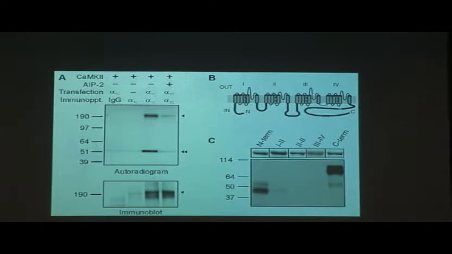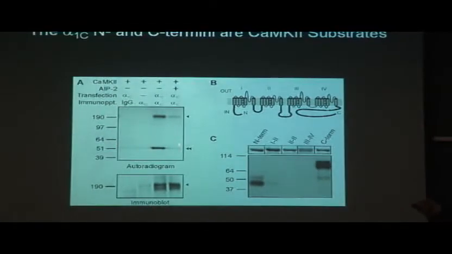Now, what was interesting is we noted that in these pull-downs, even though we washed the immunoprecipitated channel quite extensively, there was a band migrating around 50 kilodaltons that was also phosphorylated. And this corresponded to an autophosphorylated CaM kinase II. So it suggested that CaM kinase II, after phosphorylating the channel, or in the process of phosphorylating the channel, was becoming associated with the channel.